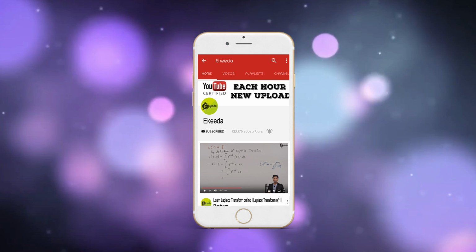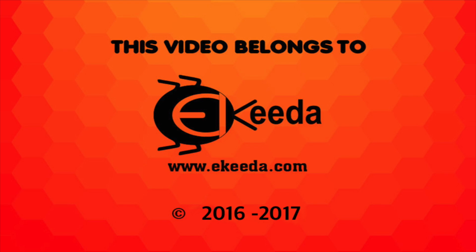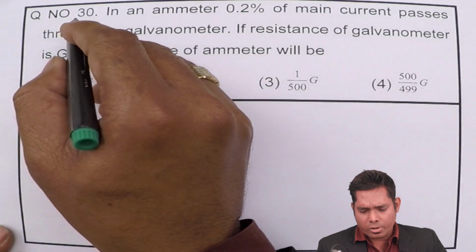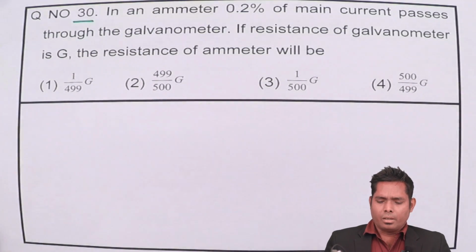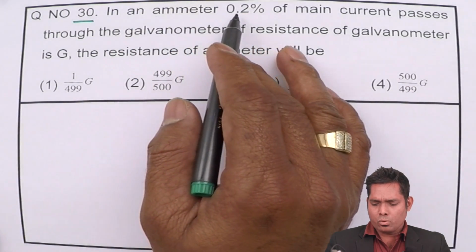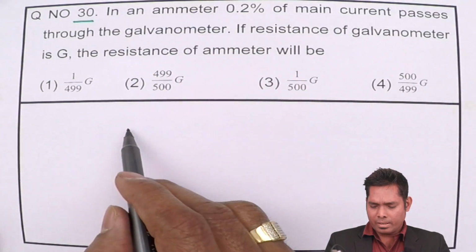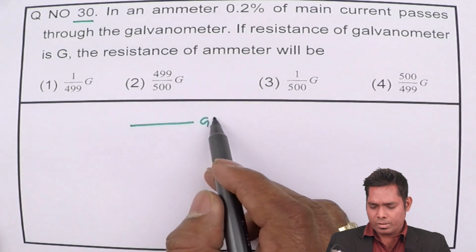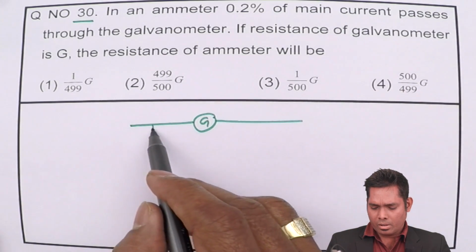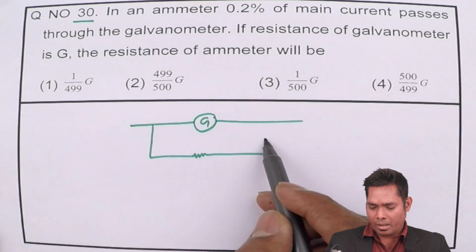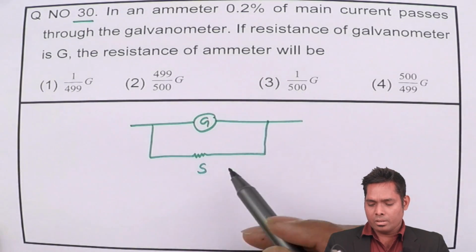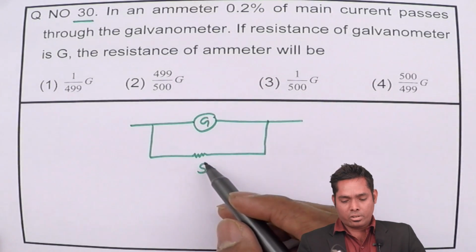Hello students, let us solve question number 30, NEET Physics paper 2014. In an ammeter, 0.2% of main current passes through the galvanometer. What is an ammeter? An ammeter is a device which has a galvanometer and a low resistance connected in parallel with it, that is the resistance S, a shunt resistance.